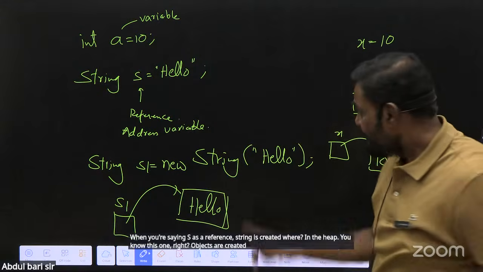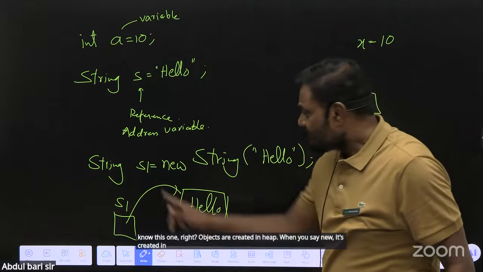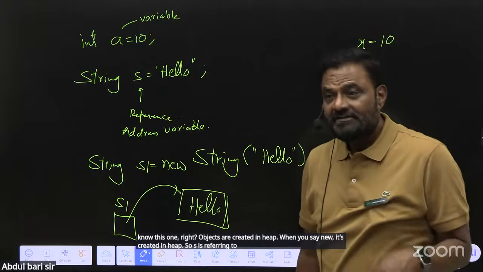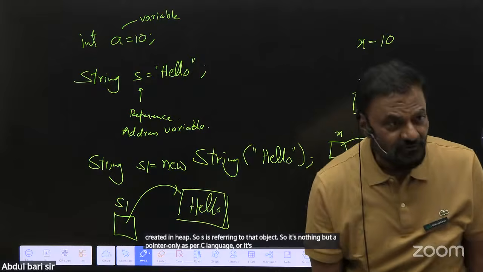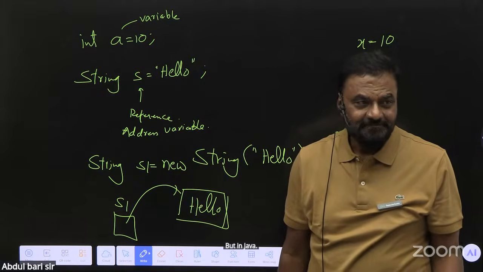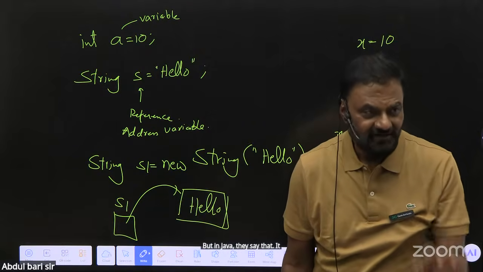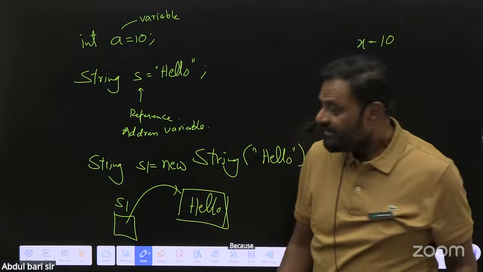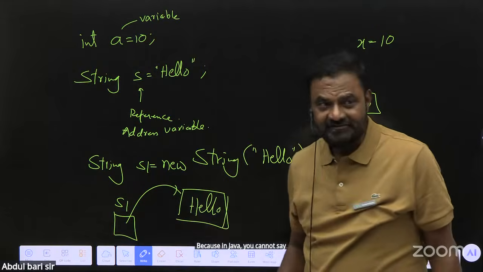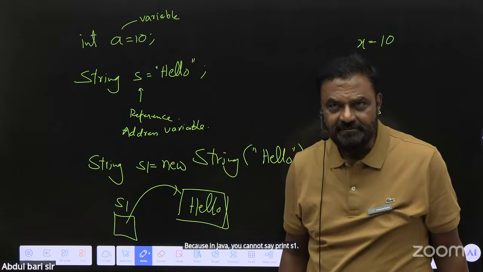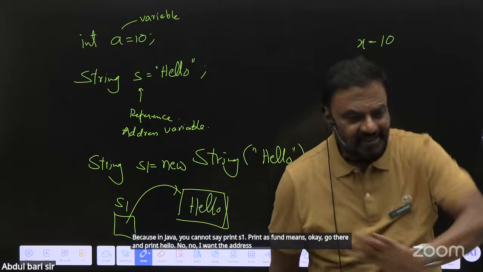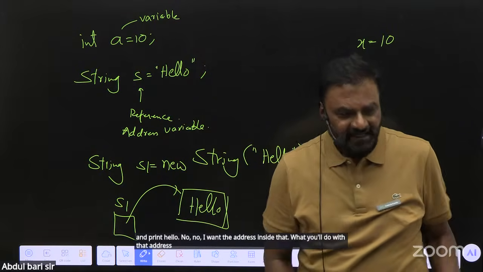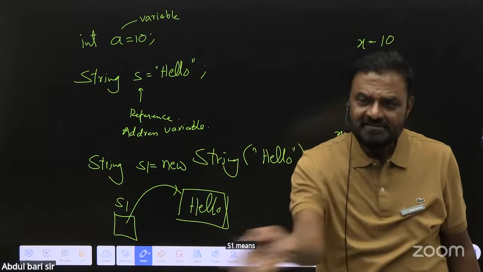Objects are created in heap. When you say new, it's created in heap. So S is referring to that object. So it's nothing but a pointer as per C language, or an address variable. But in Java, they say that it's a reference, because in Java, you cannot say print S1 and get the address. Print S1 means, okay, go there and print hello. No, no, I want the address inside that. What will you do with that address? S1 means data. Okay, see the data.